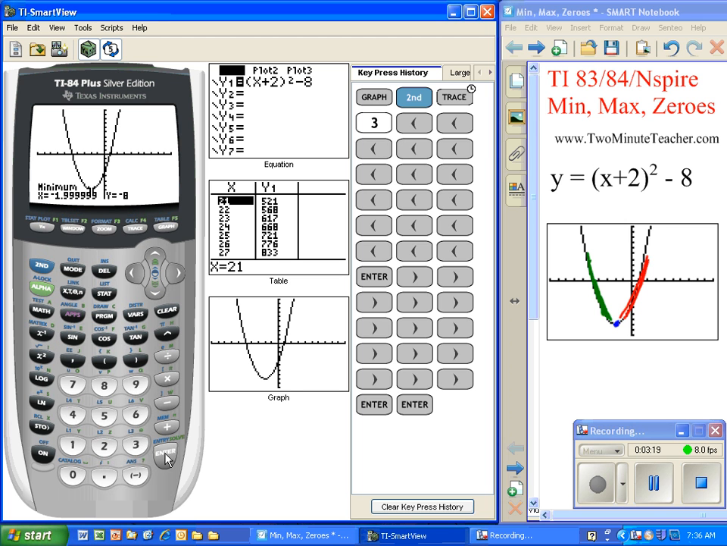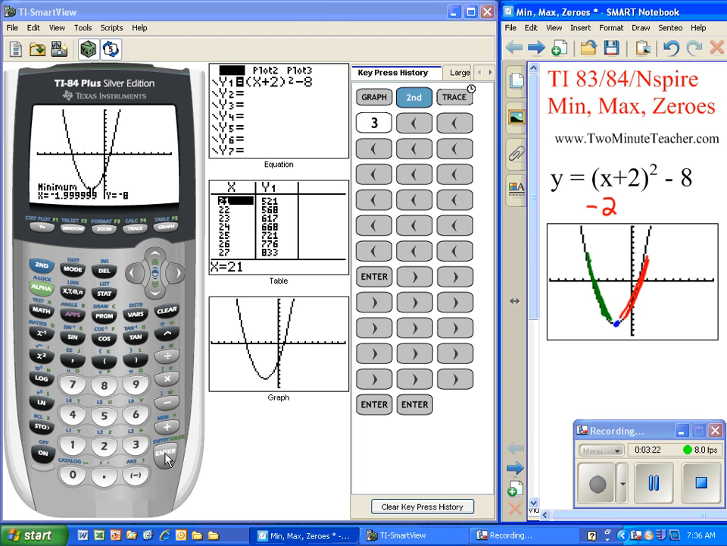So that's negative 2 and negative 8. Now, could you have known that just by looking at the equation? Yes. But some graphs are much more complicated, and you can't tell just by looking at the equation what the minimum or maximum is going to be. So by using this tool on the calculator, we can find out exactly where the minimum or maximum is.